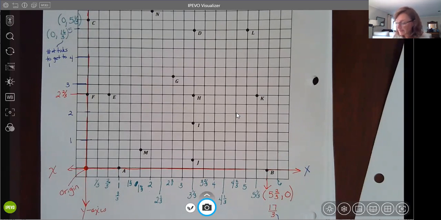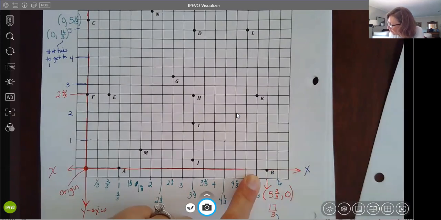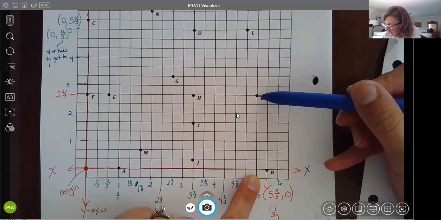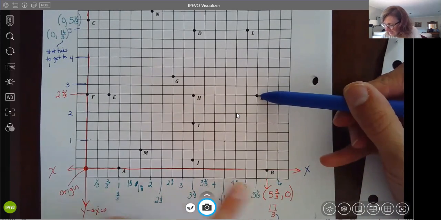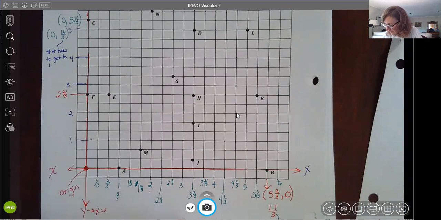All right, I'm hoping you paused. So K would be over 5 1/3 to the right. I'll show you the answers in a minute. And then let's see. To find K, it looks like I am at 2 2/3 up. Both are positive. It looks like I had to go 3 1/3 to the right.